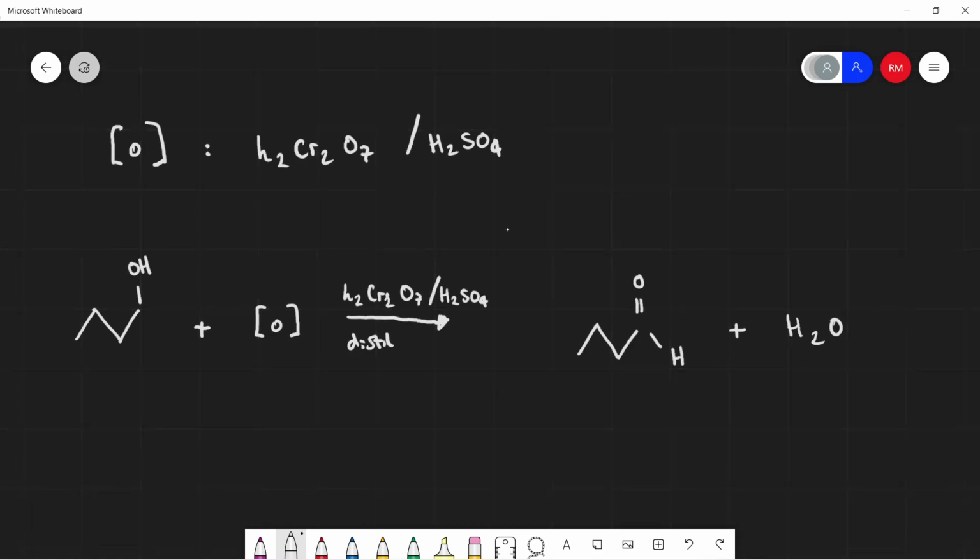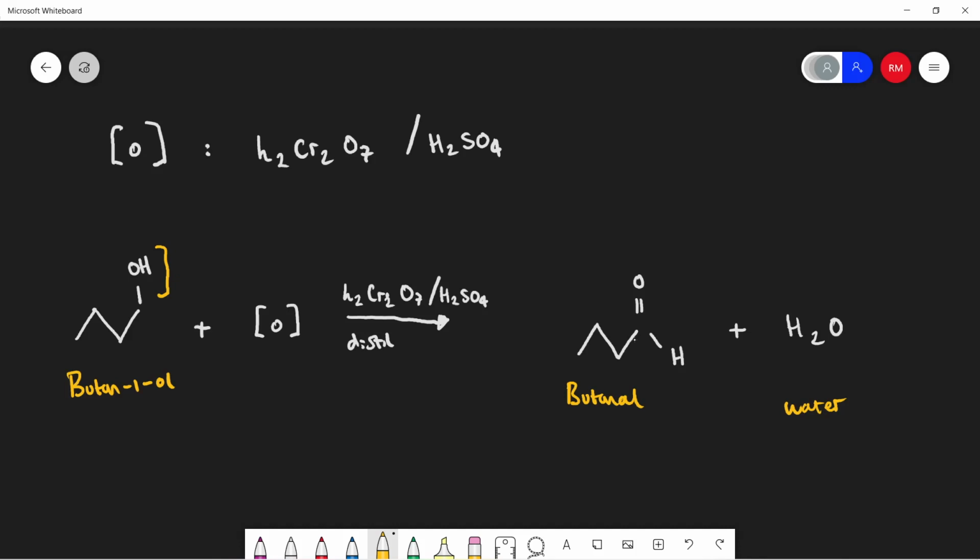So what can we see here? Well, we can see that our alcohol group is reacted in some way with this oxidizing agent, and we've now got our aldehyde functional group. So this was butanol, but this now is butanal, and obviously water. So this is the first reaction.